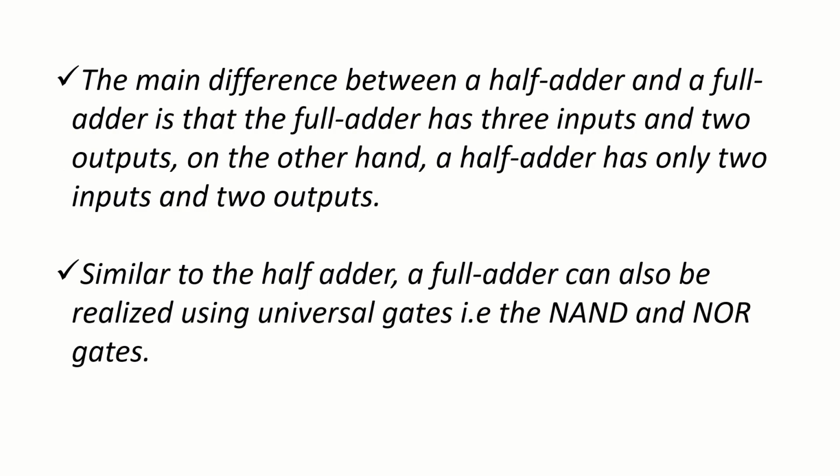What is the main difference between a half adder and a full adder? A full adder has 3 inputs and 2 outputs. On the other hand, a half adder has only 2 inputs and 2 outputs. Similar to the half adder, a full adder can also be realized using universal gates, that is NAND and NOR gates.